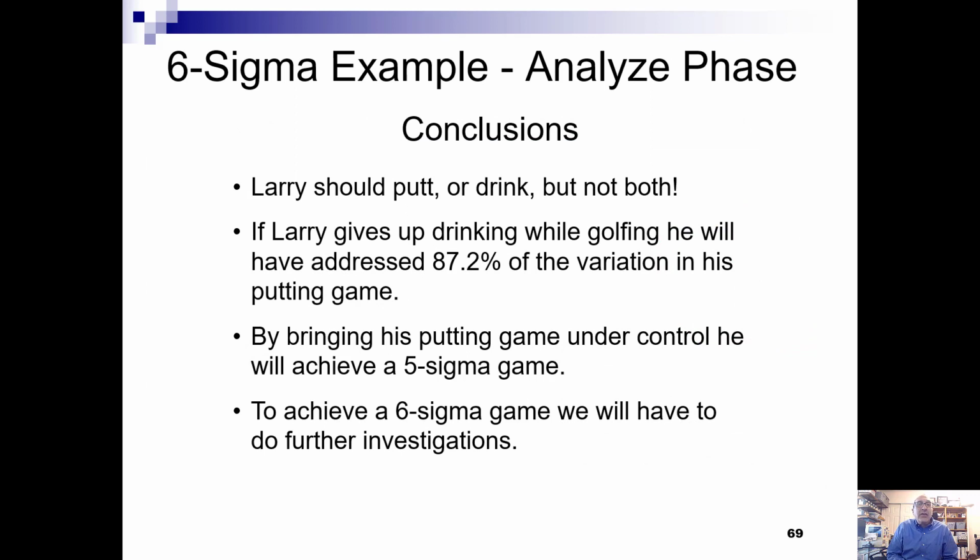Conclusions: Larry should putt or drink but not do both. If Larry gives up drinking while golfing, he would have addressed 87.2% of the variation in his putting game. By bringing his putting game under control, he will achieve a 5 sigma game. To achieve a 6 sigma game, we will have to do further investigations.